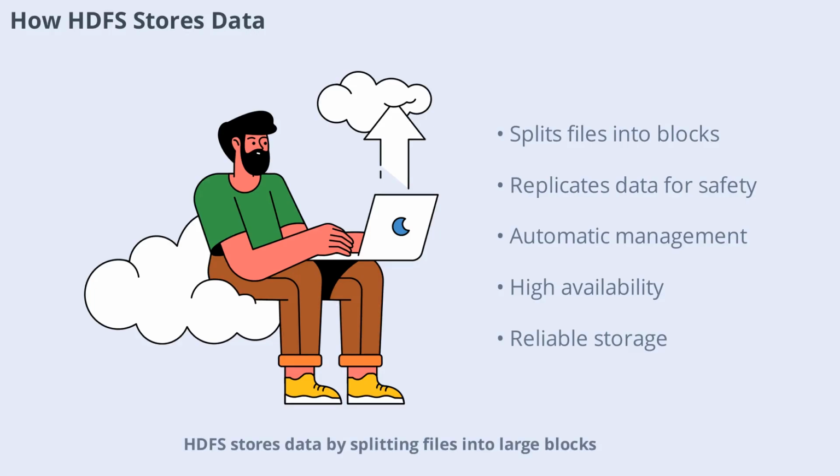HDFS stores data by splitting files into large blocks, typically 128 MB or 256 MB in size. Each block is then replicated across several machines in the cluster, usually 3 copies by default. This replication ensures that even if a machine goes down, the data remains available. The system automatically manages these blocks and replicas, making storage reliable and highly available.